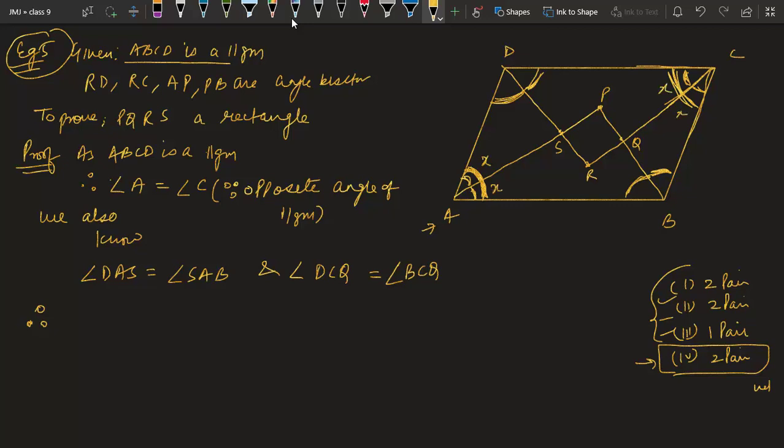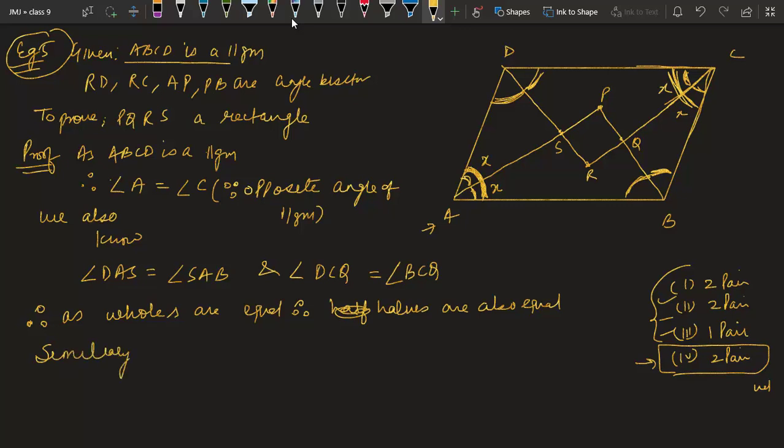So all are equal, we can say them X. As wholes are equal, therefore halves are also equal. Now we all have these angles equal to X. Similarly, with angle D and angle B we can do, let me call them Y, Y and Y, Y. So now we have got these indications.